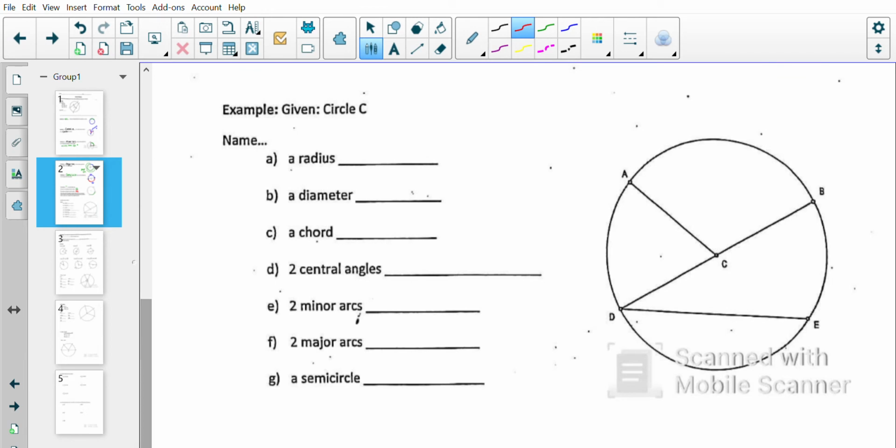Okay, so let's go through and name all the things we know. Let's name a radius. Even though there might be more than one, let's just name one. So I'm going to choose AC as my radius. We could have chosen CB or CD. Those are also radii. A diameter, remember, has to go through the center of the circle, and the endpoints have to be on the rim of the circle. So the diameter here would be DB.